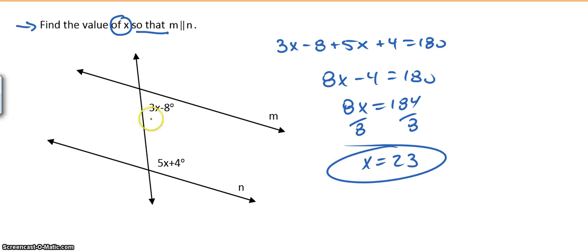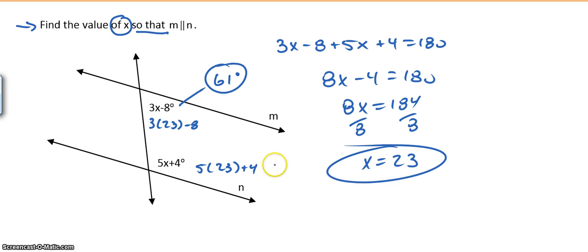if we go 3 times 23 minus 8, we get a value of 61 degrees. And if I have 5 times 23 plus 4, I get a value of 119. 61 and 119 are supplementary, so therefore my answer checks out and x is 23 is correct. It does create a relationship that would make these lines parallel. So again, it's just a way of thinking. The language is different. Other than that, it's pretty much the same.